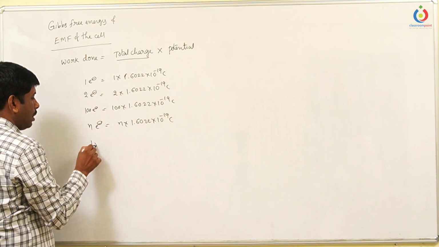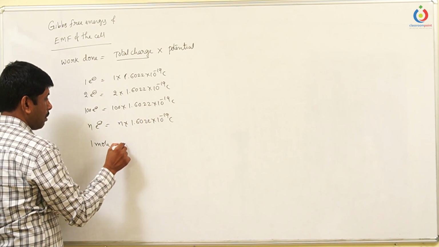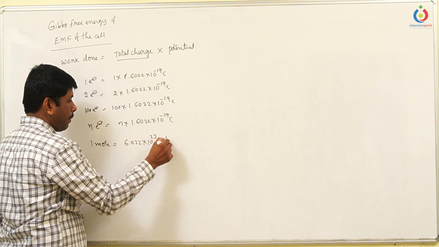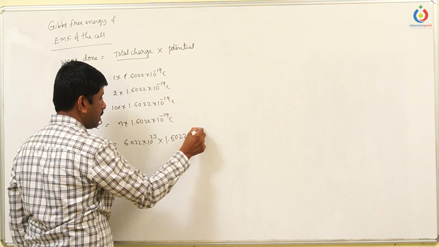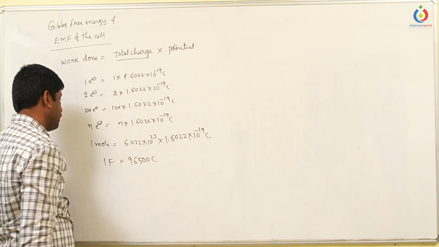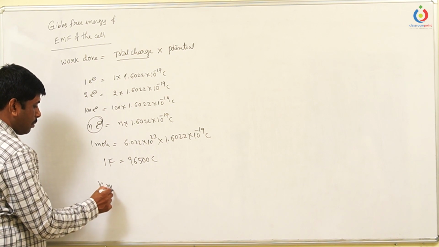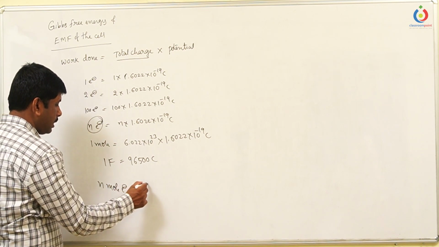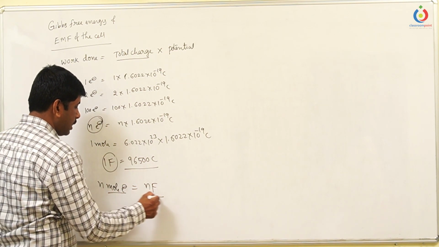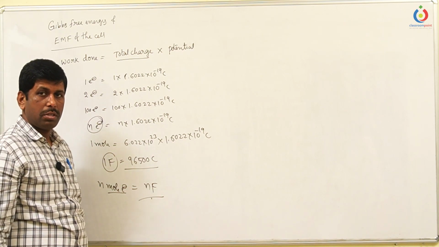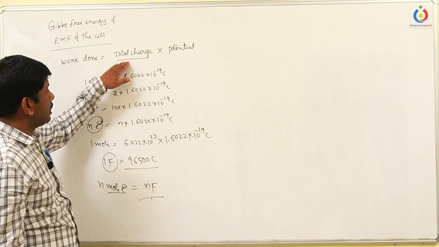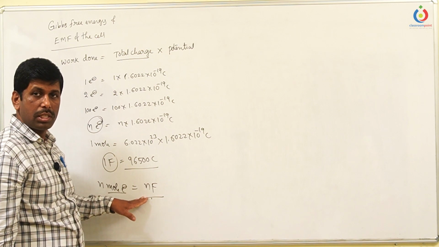You must remember that if you take 1 mole of electrons, that means 6.022 into 10 power 23 into 1.6022 into 10 power minus 19 coulombs, whose value is equal to 96,500 coulombs, which is known as 1 Faraday. So n moles of electrons charge is equal to nF. If 1 mole of electrons, 1F; 2 moles of electrons, 2F; 3 moles of electrons, 3F.